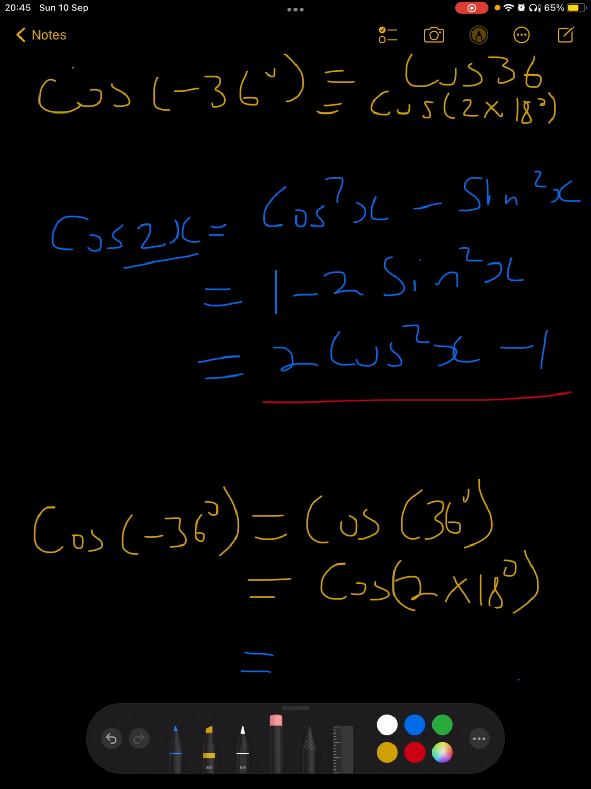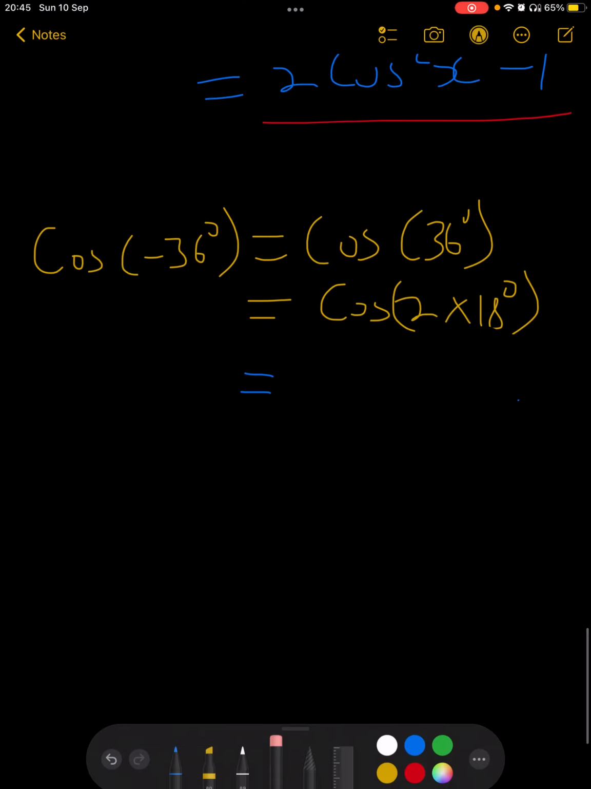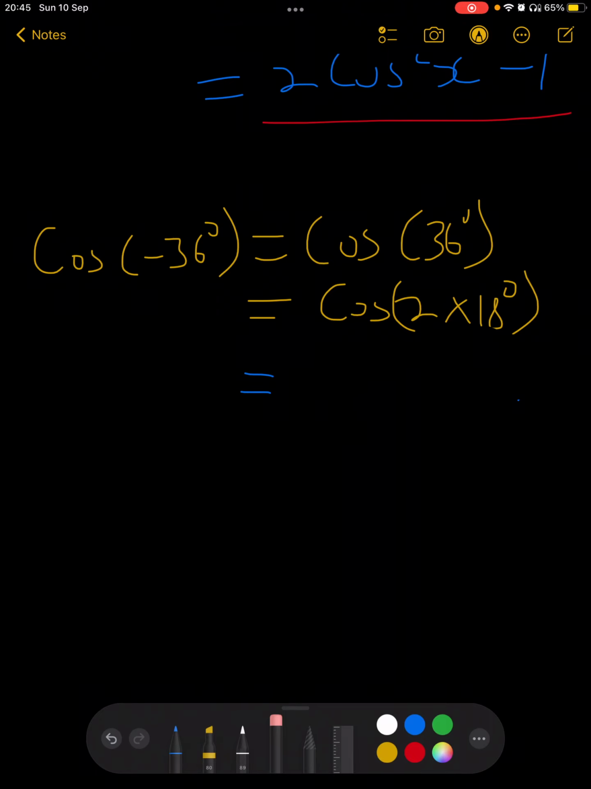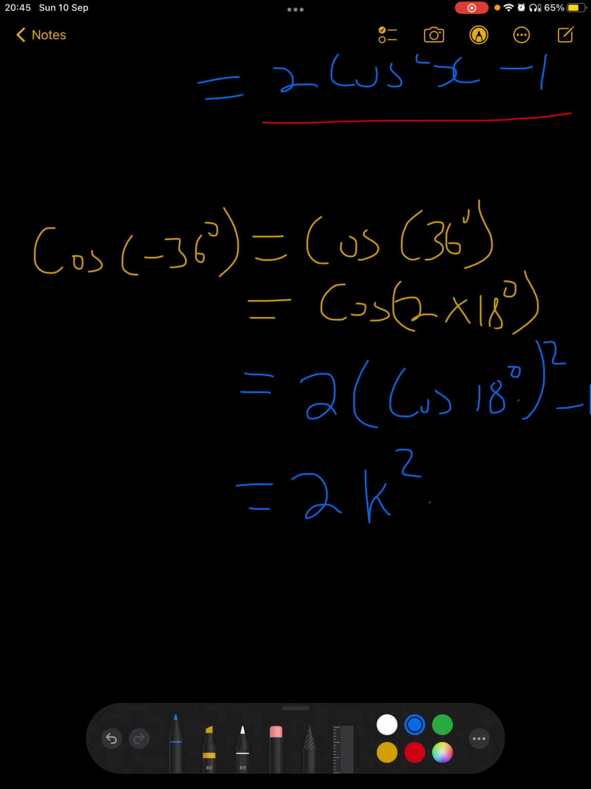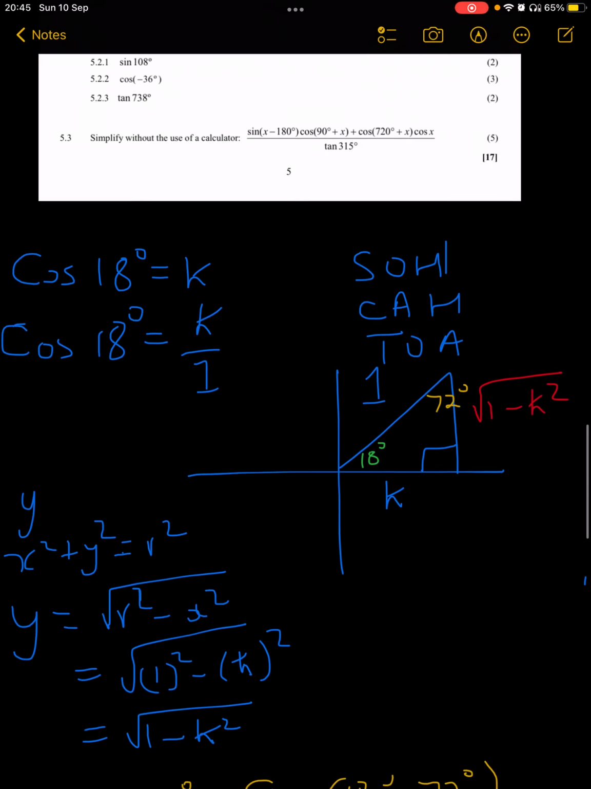You have to write it as 2 cos of 18, because we don't have x here, we have 18 as our x, cos of 18 squared, minus 1. And what is our cos 18 equal to? It's k, so that'll be 2k squared minus 1.